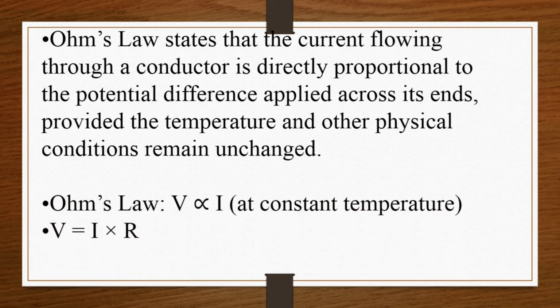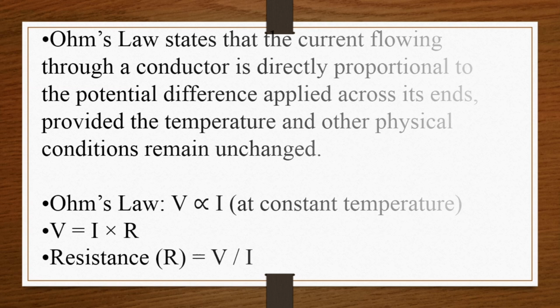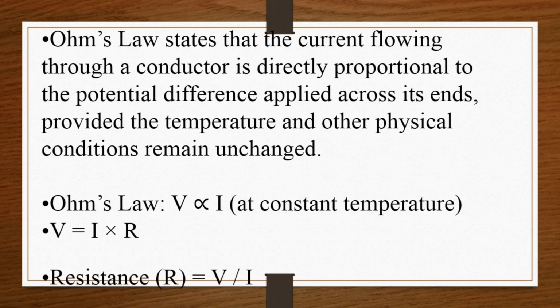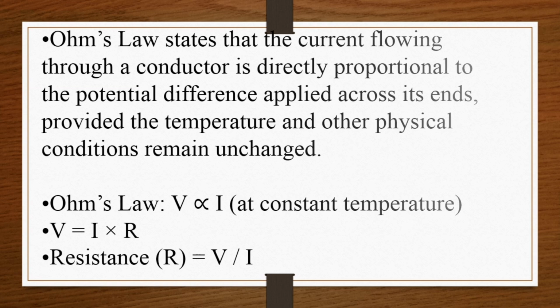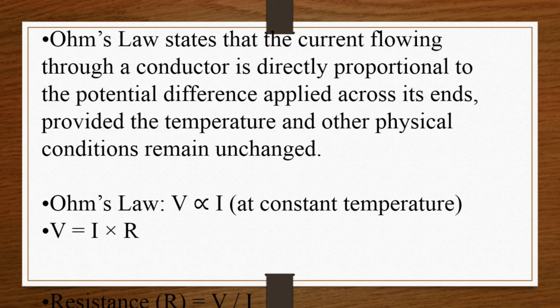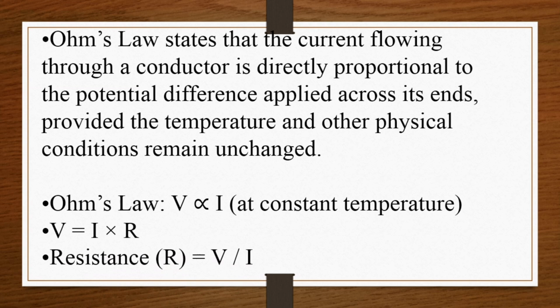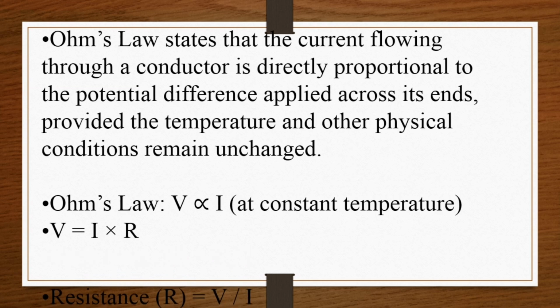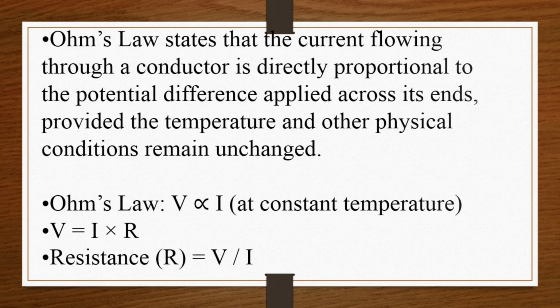Now, here is the key formula. V = I times R. That is, voltage equals current multiplied by resistance. So here V stands for voltage, I is the current, R is the resistance. From this, we can also get resistance R equals voltage divided by current. And finally, if the voltage stays the same, the current is inversely proportional to the resistance. That means as resistance increases, current decreases.